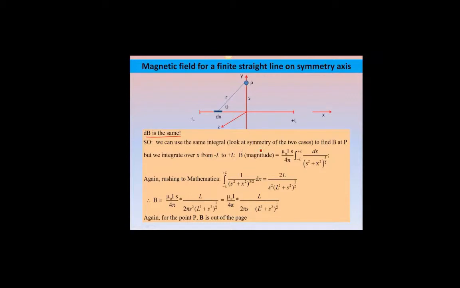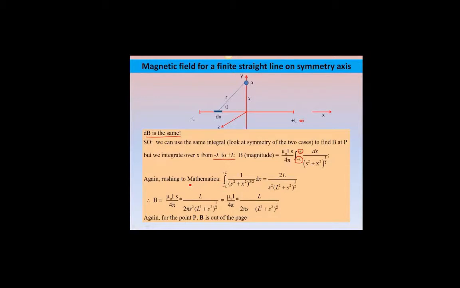Looking at the symmetry of the two cases, we basically have the same idea: we're going to integrate from one point on this side to another point over here. Before, we let those be infinity, but here we're going to stop it. So the magnitude of B is determined by integrating x from minus L to L. All you do is change this limit here and this limit here to plus minus L, and do that integral.